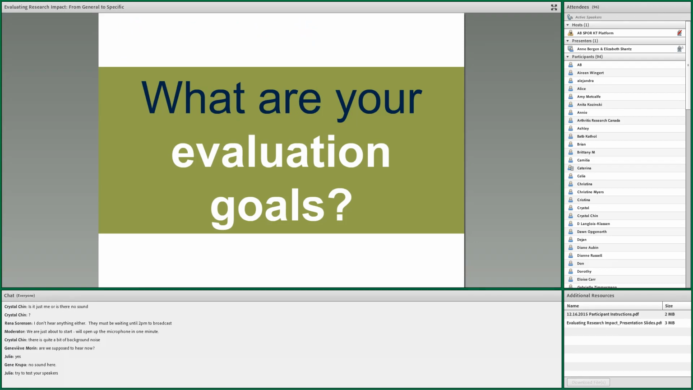So just like any evaluation project, research impact evaluation, a best practice is to start by defining your evaluation goals. So what is the purpose of doing this evaluation? What do you want to find out?